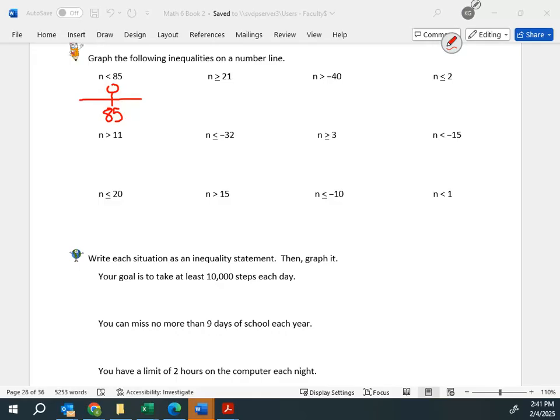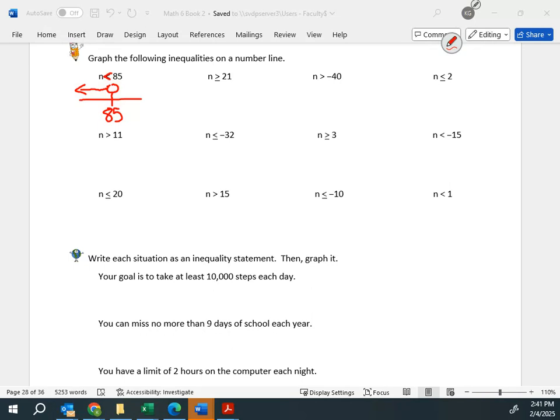Last step, third step, is to draw my arrow. I want it to be less than 85, so I want my arrow to go to the left on the number line for it to be less than 85. Any number that's smaller than 85 will work.